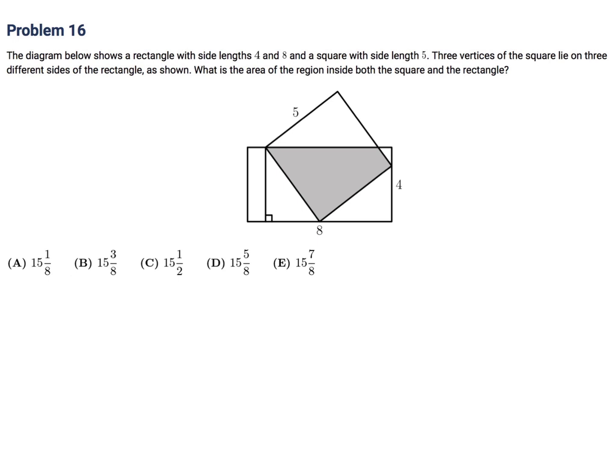The diagram below shows a rectangle with side lengths 4 and 8 and a square with side length 5. 3 vertices of the square lie on 3 different sides of the rectangle as shown. What is the area of the region inside both the square and the rectangle? So that region they have shaded.